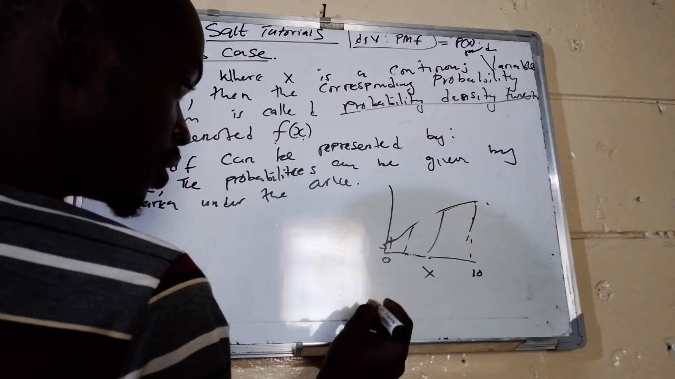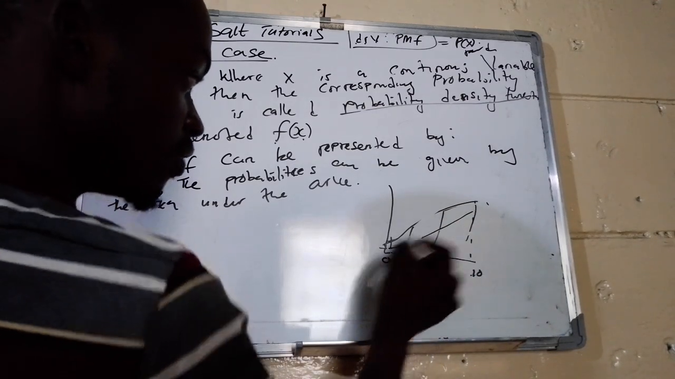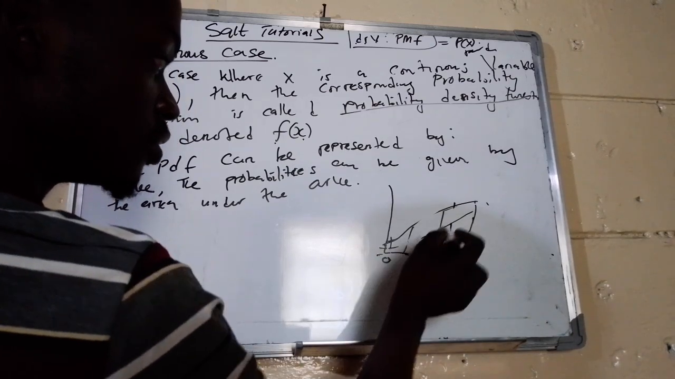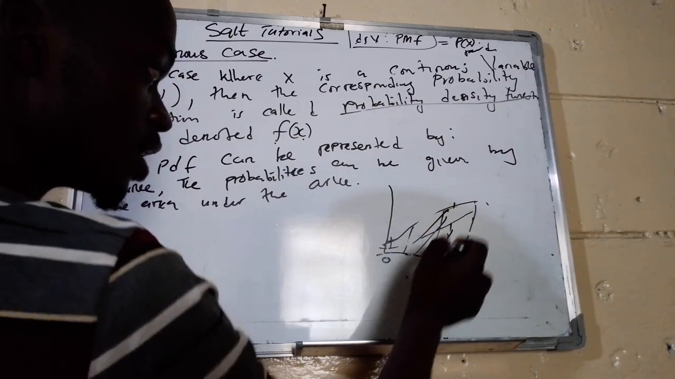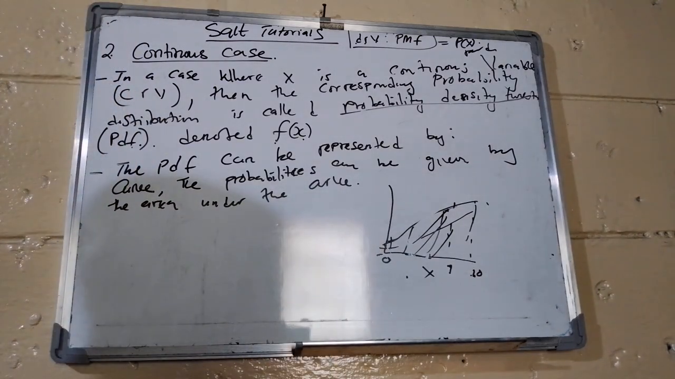You can maybe talk about the probability of getting less than 10. It means that it is the whole area from 0 to 10. The probability of getting less than 9 is from 0 to 9. So the area under this curve will be able to give you the probabilities. That's the interpretation we're trying to have here.